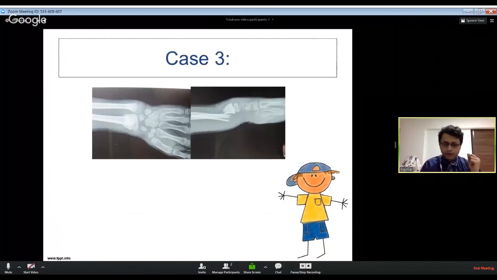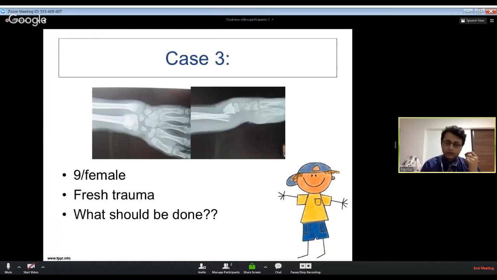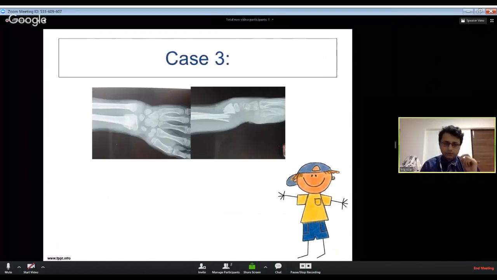The next type of distal radius fracture is this. You have a distal radius metaphyseal fracture. This is a 9-year-old female, had a fresh trauma, comes to you immediately after her fall. What should be done? So on X-ray, we can see that there is a grossly displaced distal radius and ulnar metaphyseal fracture. There is more than 100% translation.